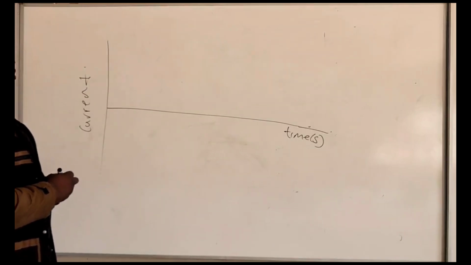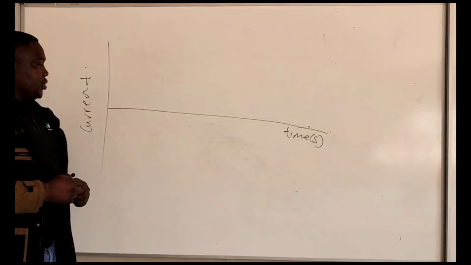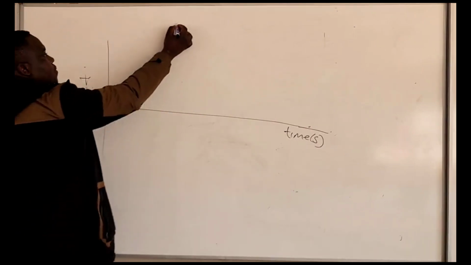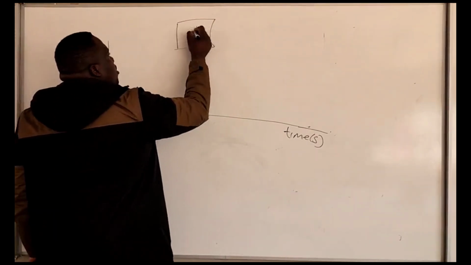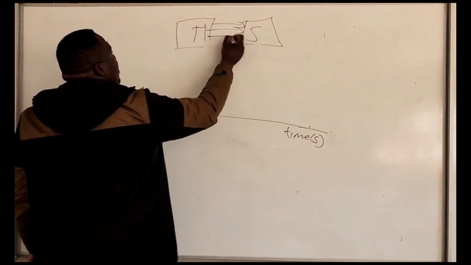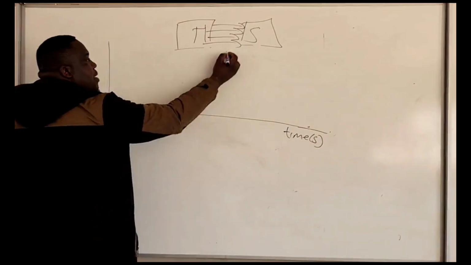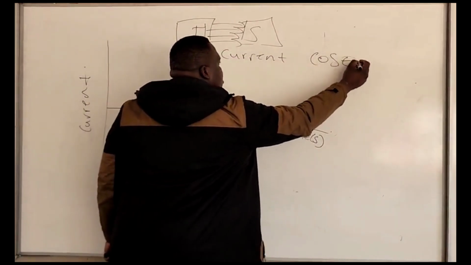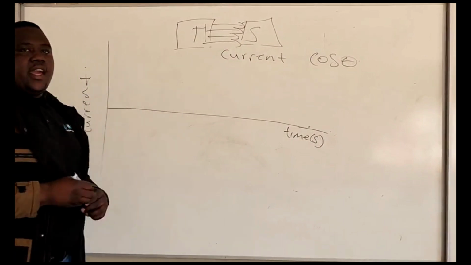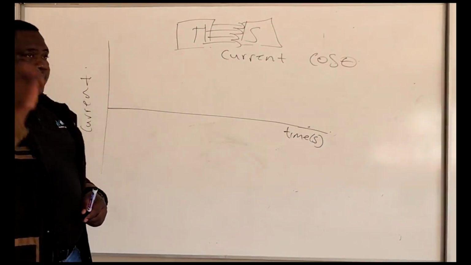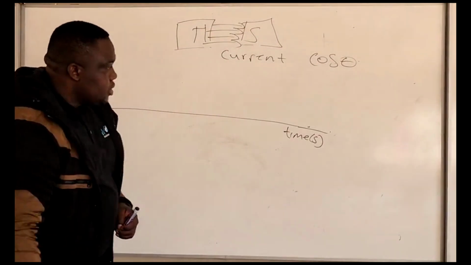Then what do we do next? We start. Let's check here. We have a loop, north, south, with magnetic field lines. Remember that for current we use cos theta, where theta is the angle between the normal line and the magnetic field line.